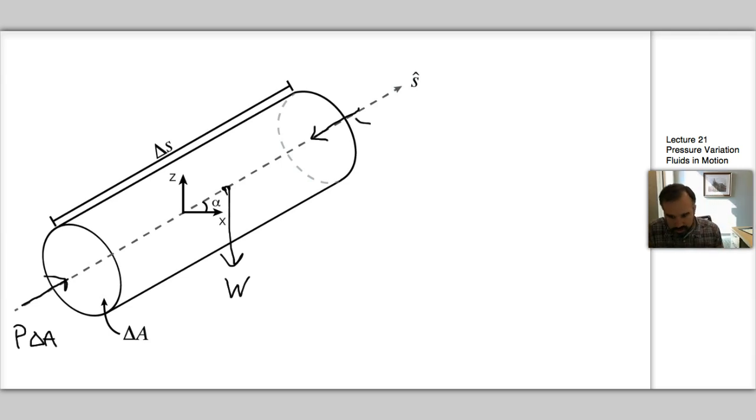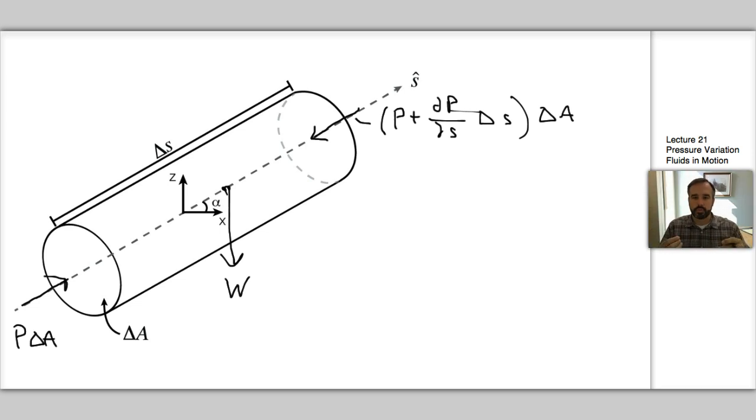And then we're going to have a similar force acting on the other face here. If we use our Taylor series expansion from before, this is going to be P plus dP over ds times delta s, all times delta A. That's just a straightforward Taylor series expansion, where we're saying that the pressure at the other end cap is the gradient in pressure along that direction times the distance we've traveled, and then we have the area to convert it to a force. And then we can finally define W is equal to gamma V, or the specific weight, times delta A delta S.